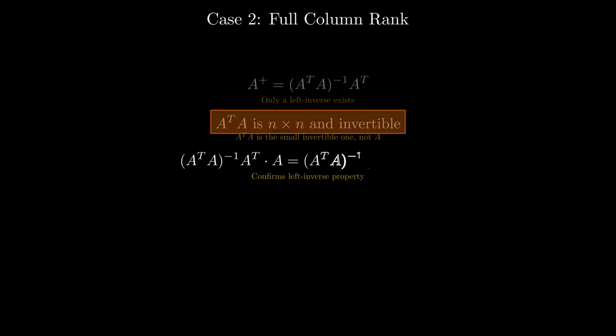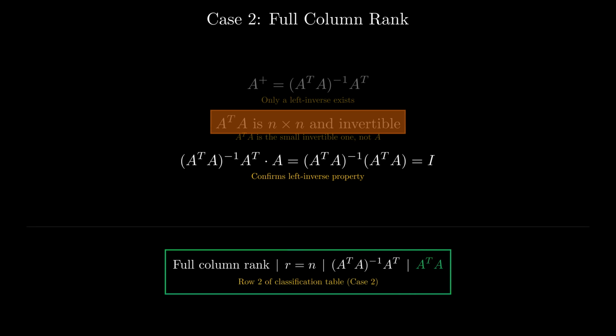Let's check it works. The inverse of A transpose A times A transpose times A collapses to the inverse of A transpose A times A transpose A, which equals the identity. So for a tall matrix, A transpose A is the small invertible one.